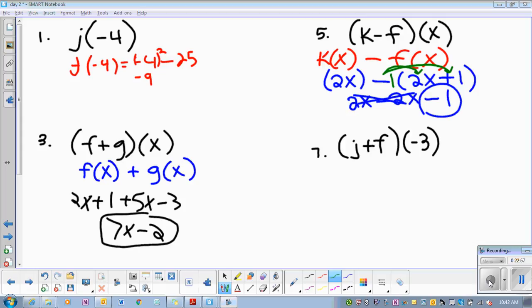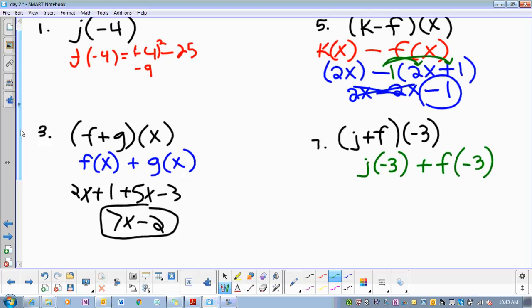Okay, so we did number 1, 3, we just did 5, and number 7. This one is written together as well, so I want to separate it. I'm going to say j of -3 plus f of -3. How are we with this? You set it up like this? Okay. Since I have numbers that I need to plug in, my answer should be a number, right?